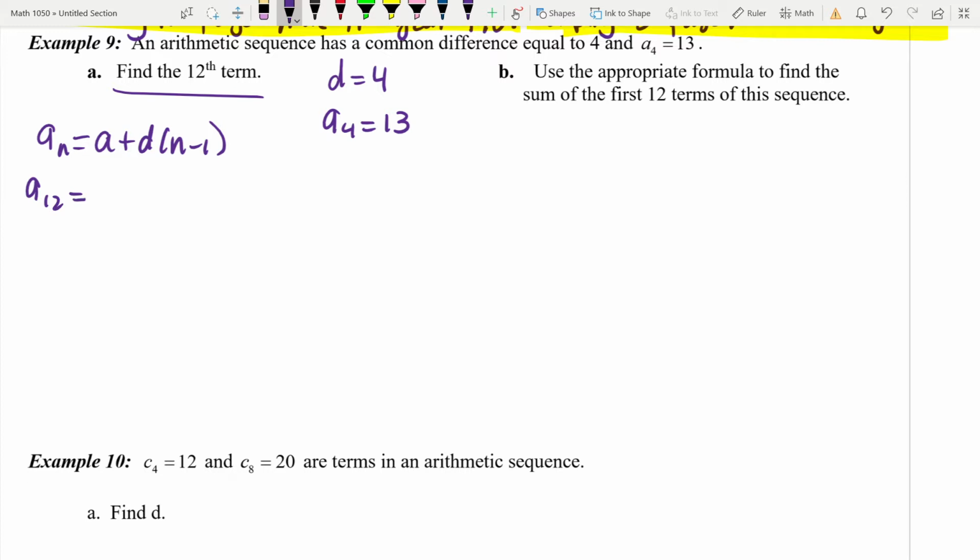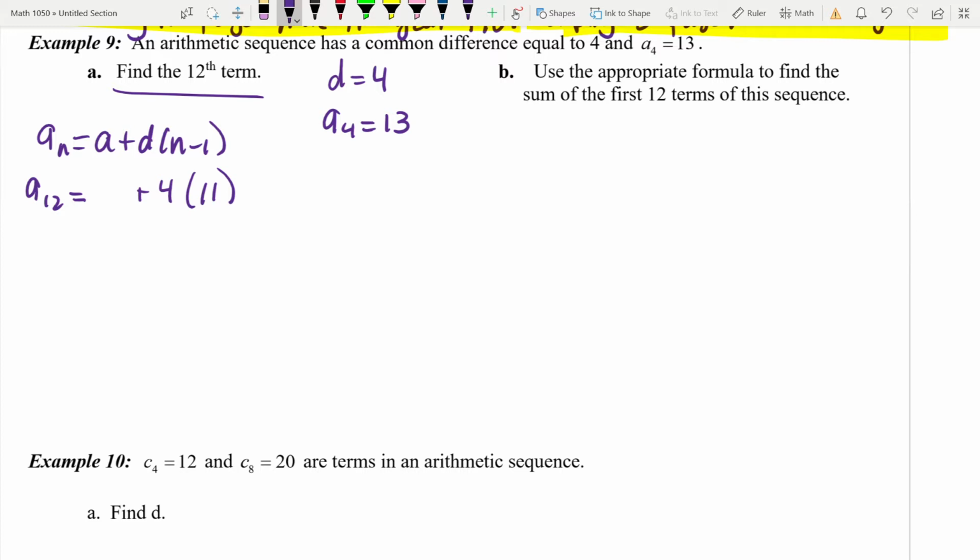Okay, so A sub 12 equals the first term. So it says a common difference is 4, the fourth term is 13. We need to know the first term. I don't know what it is, so I'm going to put an A, okay? And then the difference is 4, and that is 12 minus 1, which is 11, okay? Now, obviously my A can't stand alone. So right now I'm missing what A is. So how am I going to do it? The sum is not going to give it to me. The other formula is not going to give it to me.